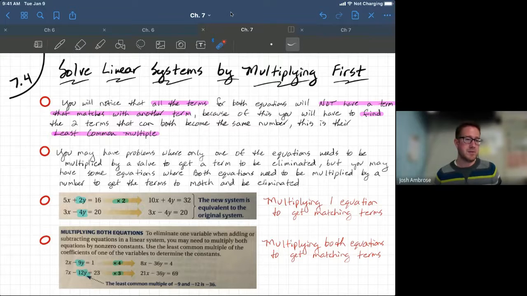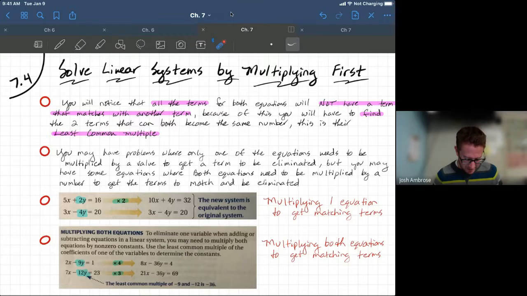So the second note here: you may have problems where only one equation needs to get multiplied. That's nice. You may, though, have problems where both equations have to be multiplied by something. An example would be one equation has a 3x, the other equation has a 5x. Well, 3 can't become 5 and 5 can't become 3, but they could both become 15. So each equation is going to have to be multiplied by a different number so that 3 could become 15 and 5 could become 15. You're going to see me work out one of those also.